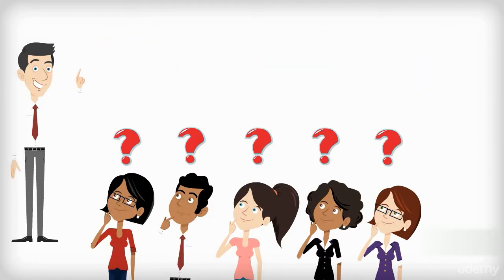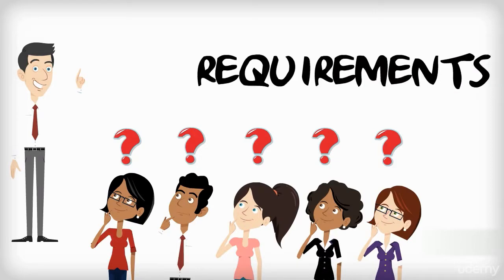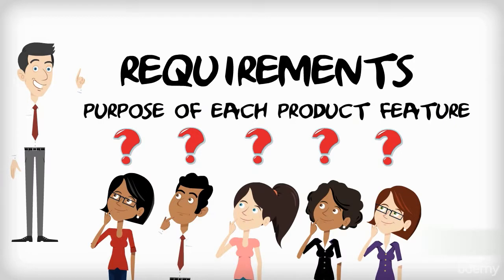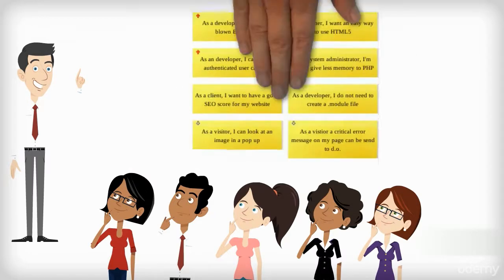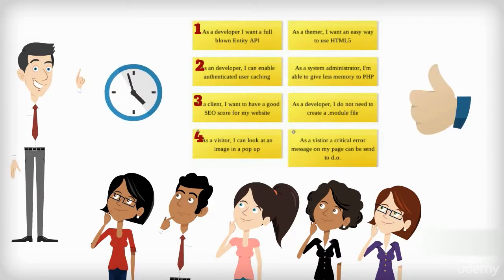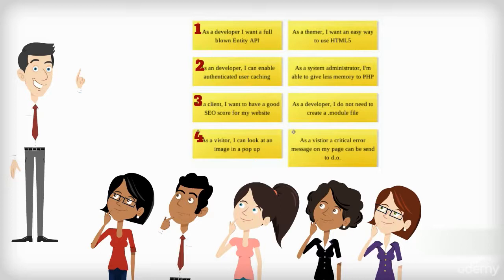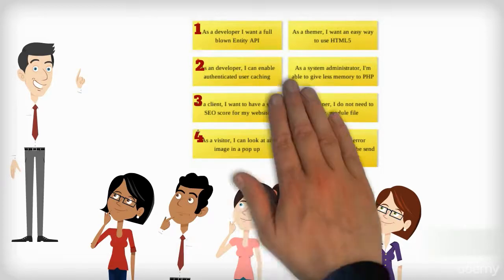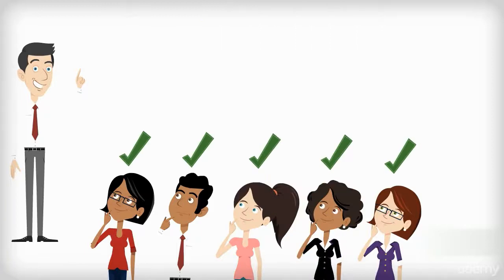Therefore, the team asks questions of the product owner in order to feel confident of the requirements and purpose of each product feature. I strongly suggest reading the stories in priority order to maximize time and value. Once the team have understood enough about the backlog items, they will choose a number of items that they aim to complete in the sprint.